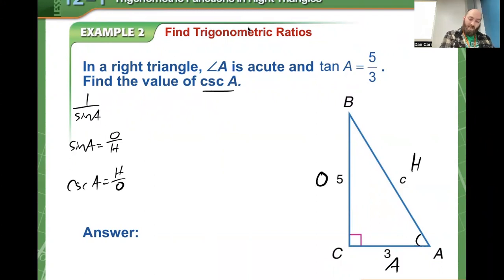3 is adjacent, C is hypotenuse. So I'm missing the hypotenuse in this scenario. But I can find it. We have a right triangle, we could do Pythagorean theorem. So I'll do that first. I'll do 3 squared plus 5 squared equals C squared.